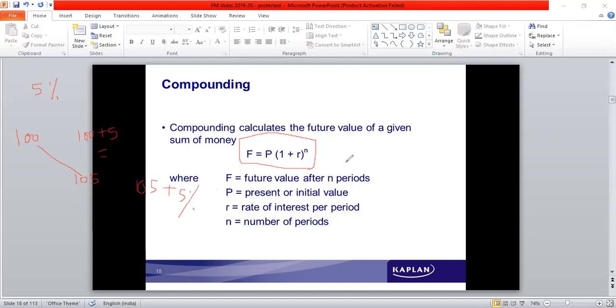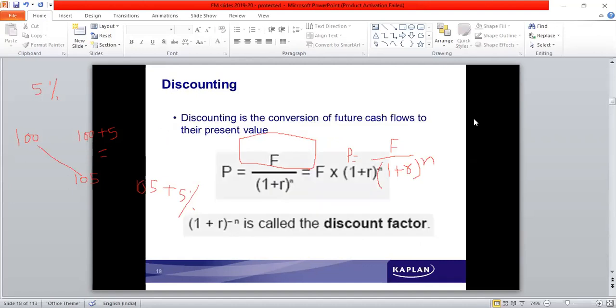So what will be the present value? What do you think will be the present value, if we have to find it out? Present value is equal to the value in the future, the future value, divided by (1 plus R) whole to the power of N. So when we are discounting, we discount the cash flows, dividing by (1 plus the rate of interest R) whole to the power of N. Future value divided by (1 plus R) whole to the power of N. That's how we calculate that.